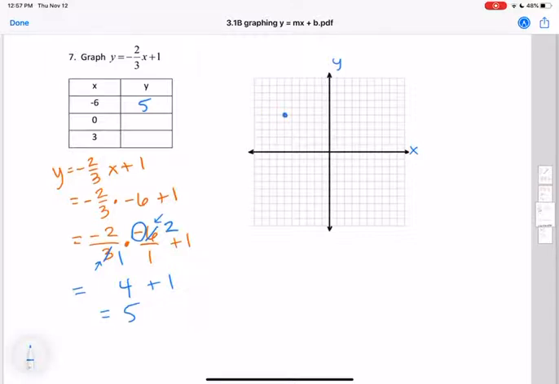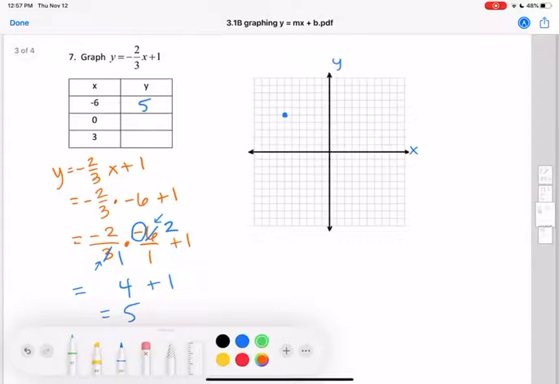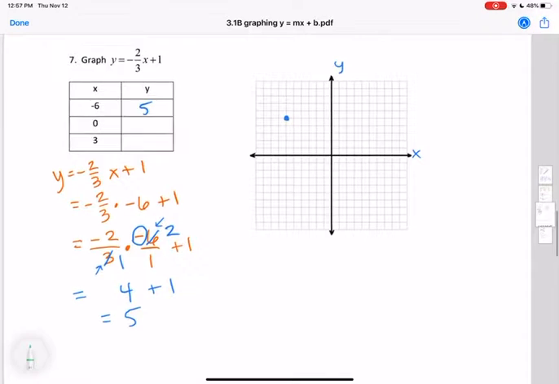It's about right there. Okay, 0. I always love 0. I'll write it in right here. So y equals negative 2/3 times 0 plus 1. Anything times 0 is just 0, right? And that's why I love that one. 0 plus 1 equals 1. So when it's 0, we're at 1. We'll plot that point. And finally, this last one is a 3.